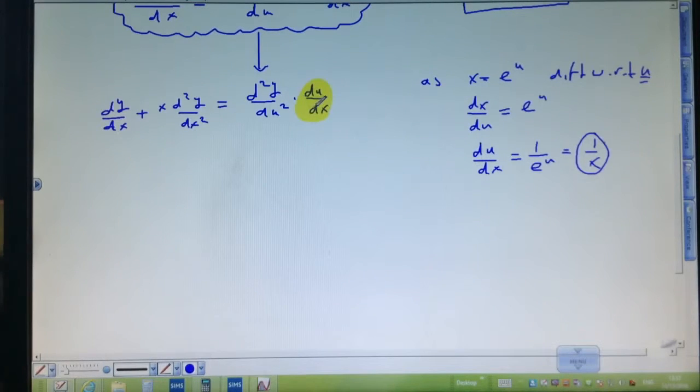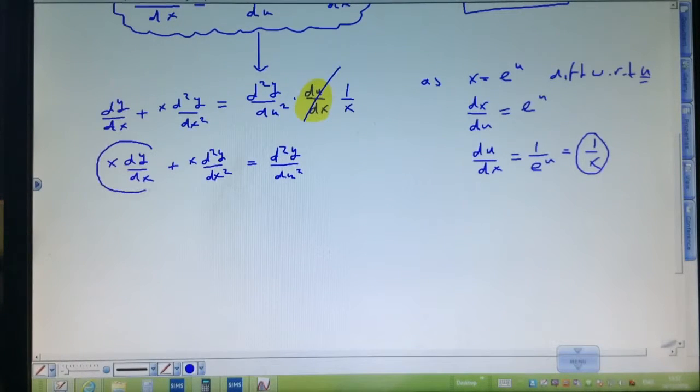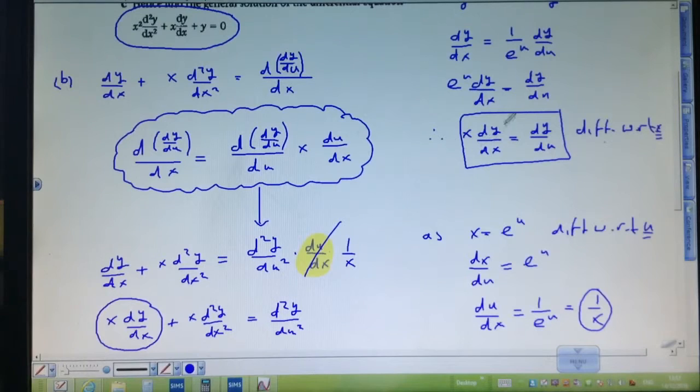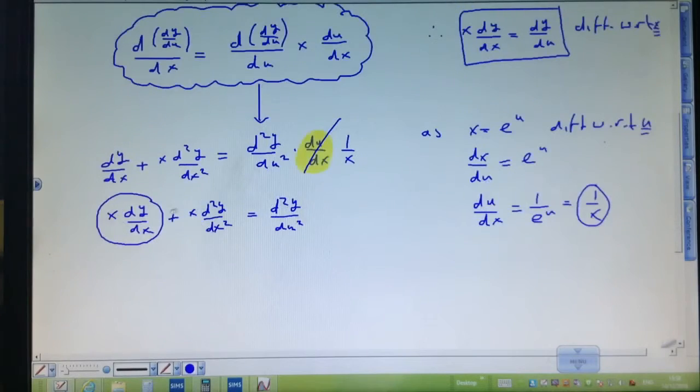Okay, so I end up with timesing, so I can cross that out and put 1 over x. Times through by x now leaves you with x dy by dx plus x d2y by dx squared is equal to d2y by du squared. Now from the previous part A, x dy by dx is equal to dy by du. So that's dy by du. Throw it over, it becomes a minus.